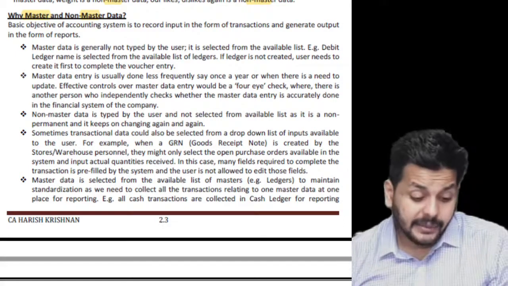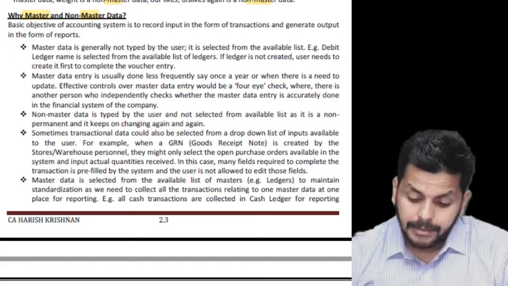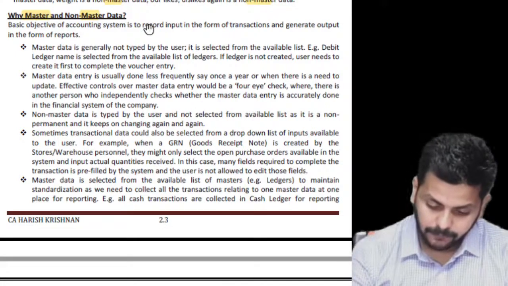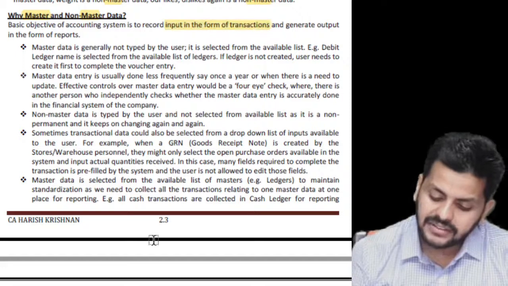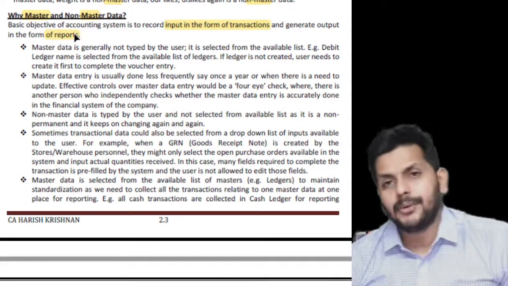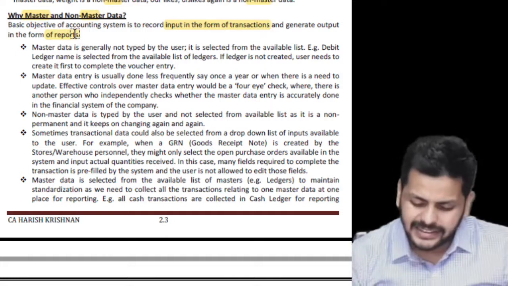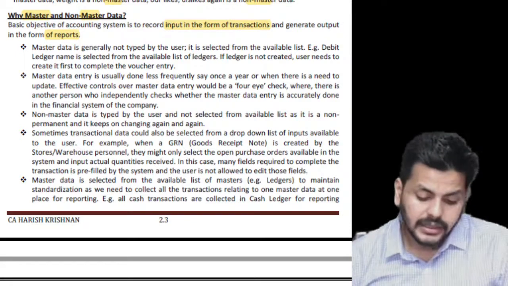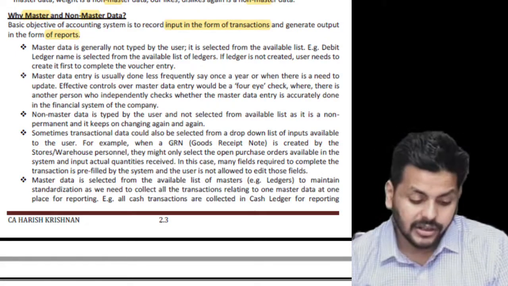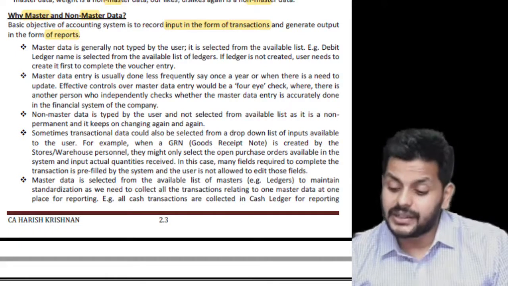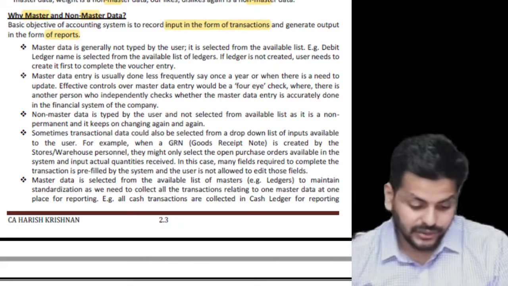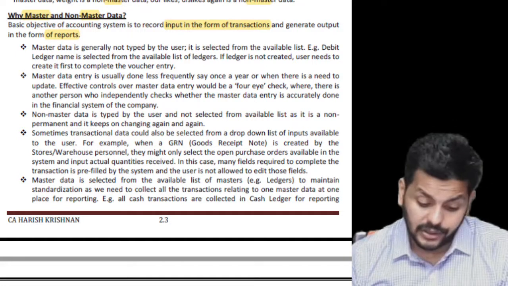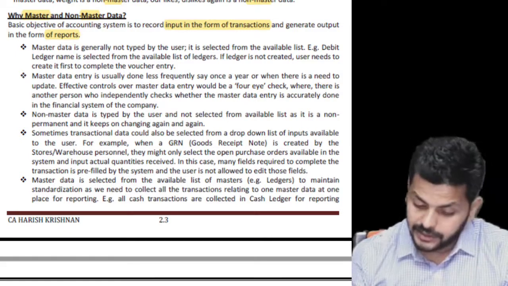This could be a question in the exam, guys, so stay very alert. The basic objective of an accounting system is to record input in the form of transactions and generate output in the form of reports. A transaction can be a purchase transaction or a sale transaction. Whatever happens, we record it as a transaction and then get reports in the form of balance sheet, P&L and so on. We have all been doing accounting for years, so this is no great wonder. What is new is what we learn about master data and non-master data, so let's see that part clearly.